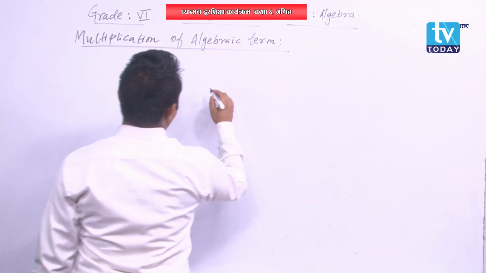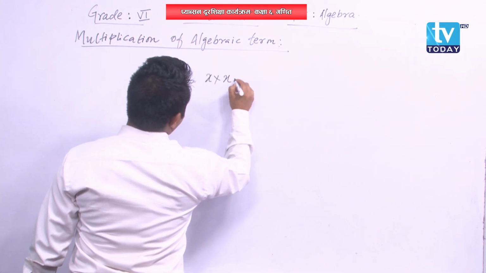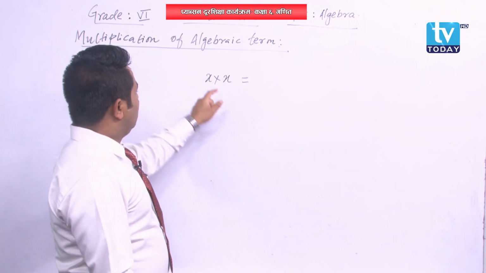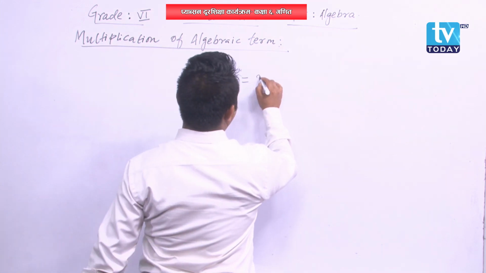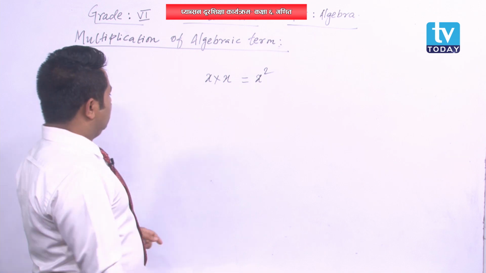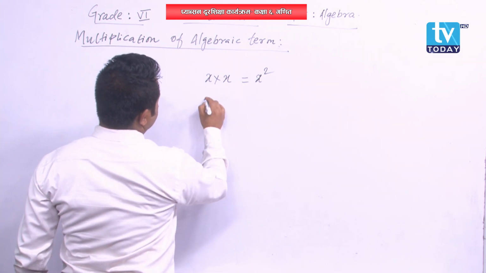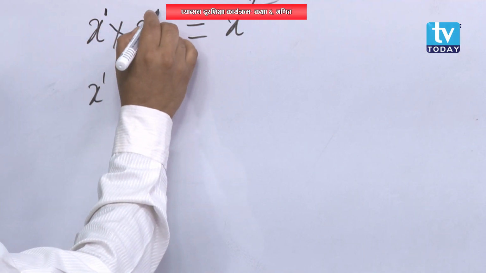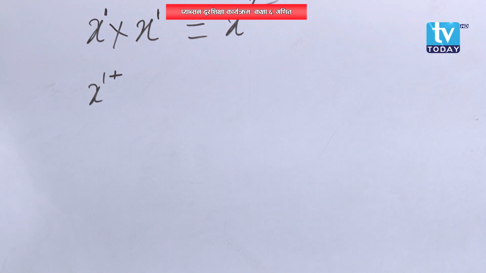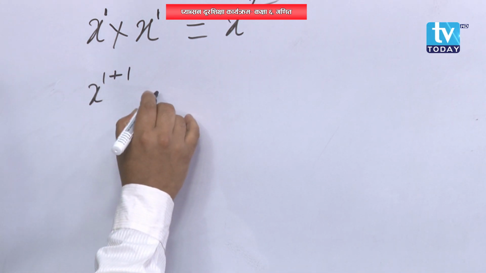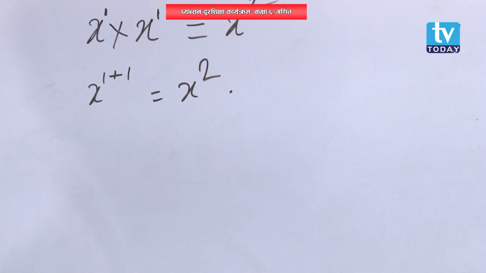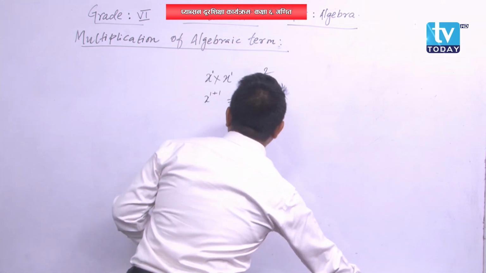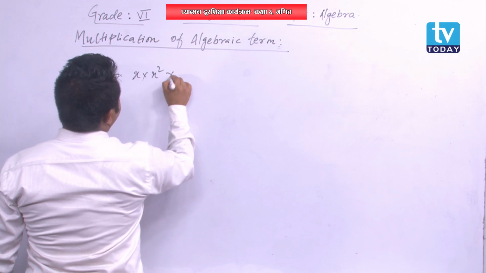How to multiply this? Suppose there is x into x. This is a monomial and this is also a monomial. So x into x will be x square. Let's see here. Your base x, its power is 1, and here its power is also 1. So if the base is the same, we can add the powers. So 1 plus 1 will be 2. So x into x will be x square. Is that clear?